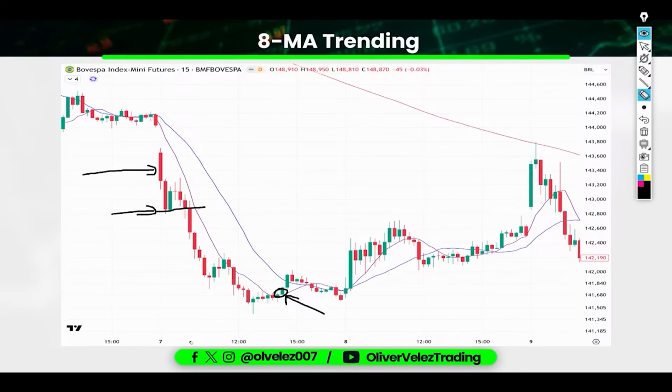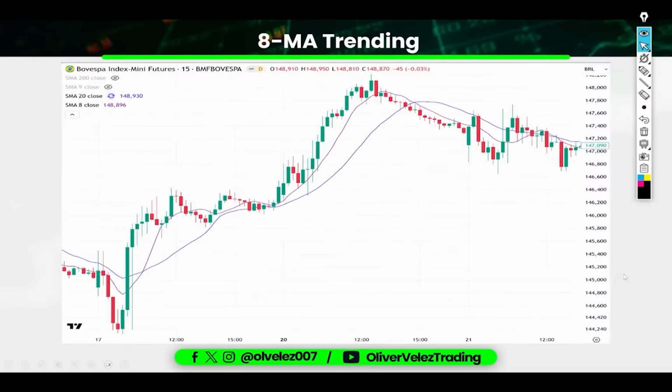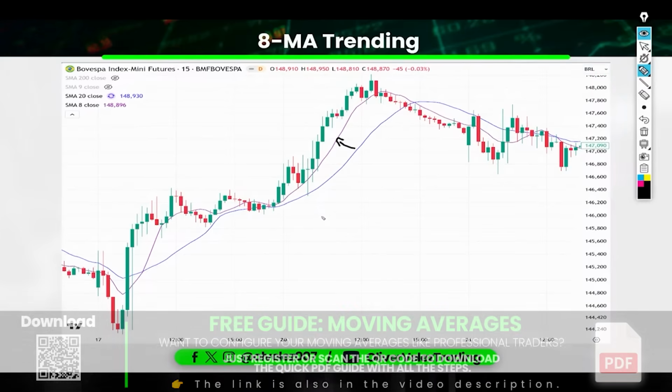If you don't understand it already, you'll understand this very clearly in short order. So here is the 8-period moving average being applied during this trend, see? Because look at the 20, it's irrelevant, it's across the street. It's not walking next to me or next to the Bovespa. That 20-period moving average is across the street. We need it walking side by side. So the 8-period moving average is walking side by side.